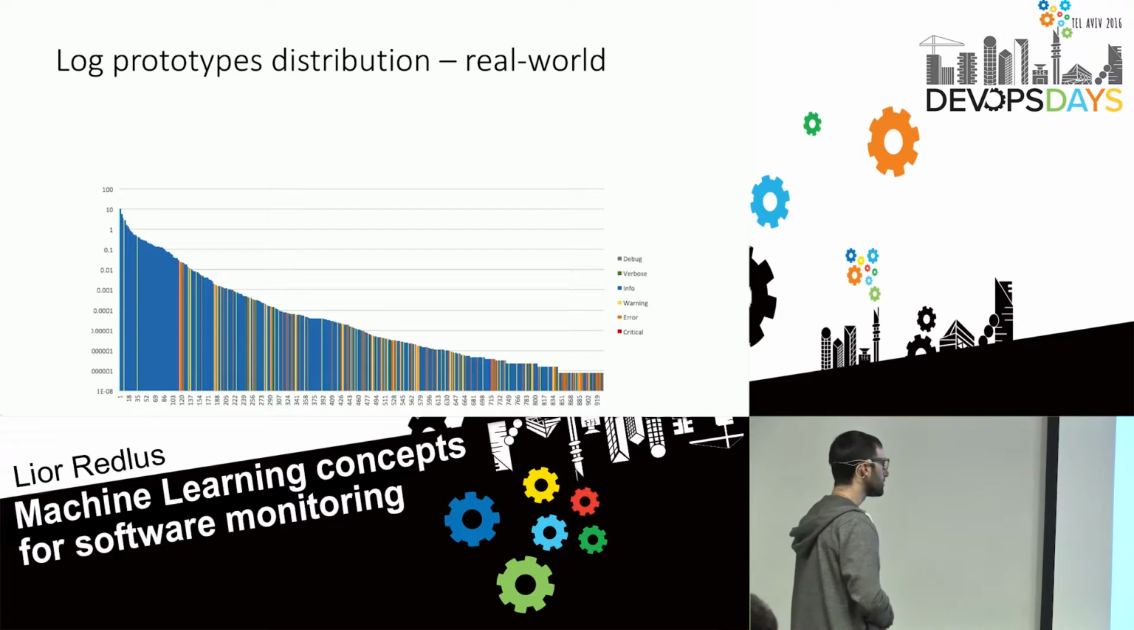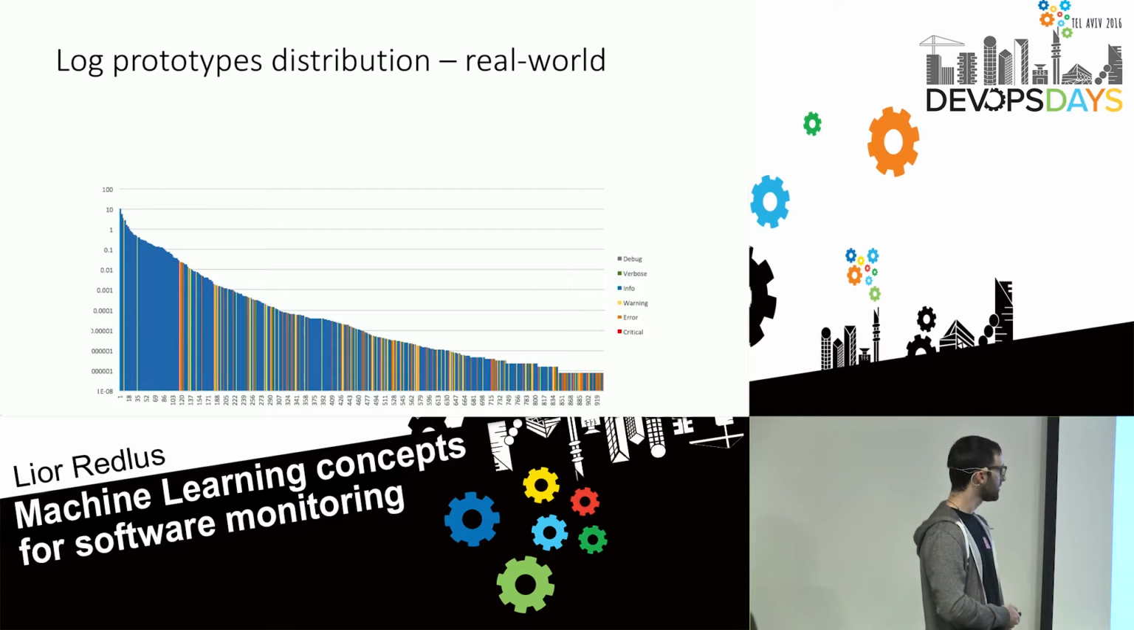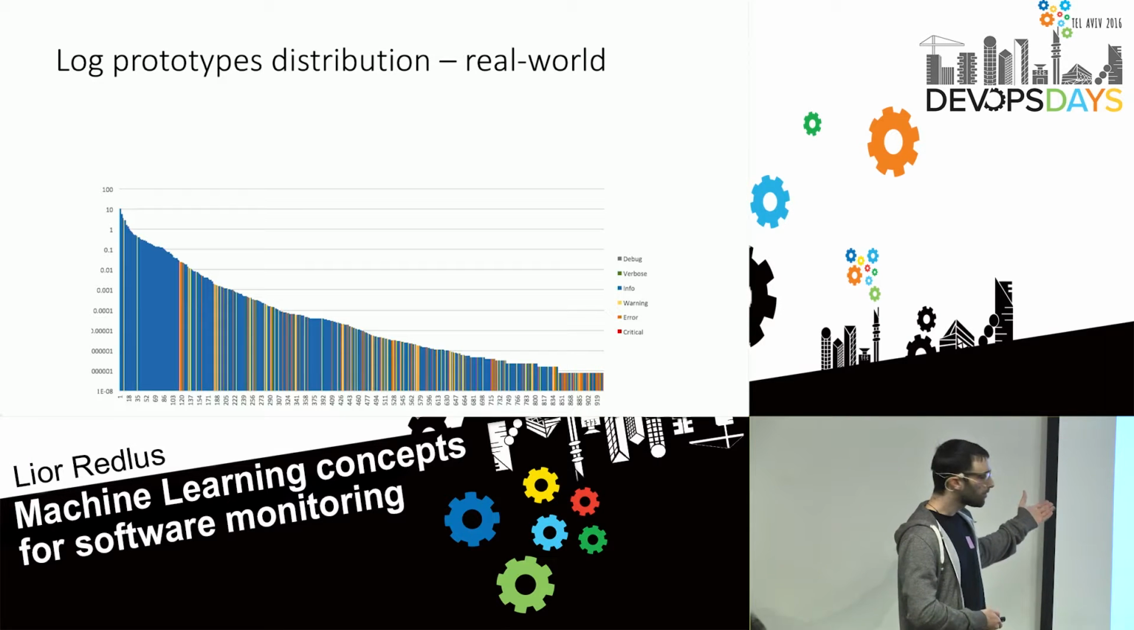So, a real-world example. This is an occurrences graph of all the logs that a B2C system emits.